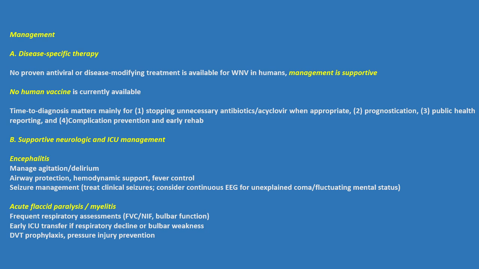Management. Disease-specific therapy: there is no proven disease-modifying treatment available, and management is supportive. There is no human vaccine available. Supportive neurologic and ICU management. In encephalitis, this includes managing agitation and delirium, airway protection and hemodynamic support, as well as fever control, seizure management when needed. And for acute flaccid paralysis/myelitis, frequent respiratory assessments, early ICU transfer if there is respiratory decline or bulbar weakness, and DVT prophylaxis, etc.